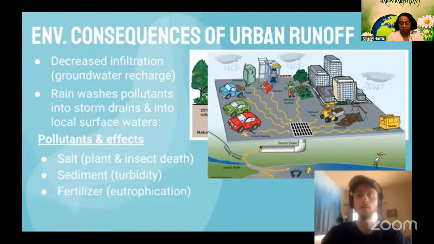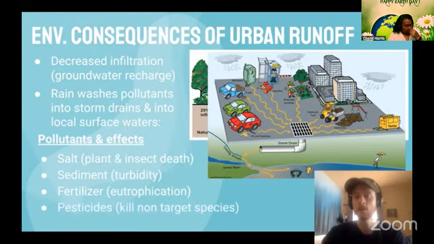Then we have fertilizer. So we use fertilizer on our lawns and our industrial landscape. That's going to wash into local bodies of water, where it's going to create algae blooms. That blocks the sunlight, so other plants can't photosynthesize. And eventually, when those algae die and other plants die as well, we're going to have hypoxia, or a decrease in oxygen, as bacteria have to break down those dead organisms. Then we have pesticides. So we apply pesticides on our lawns a lot of times, or industrial landscape, or even agricultural fields. So that's going to wash into our local bodies of water as well. That can kill non-target species.